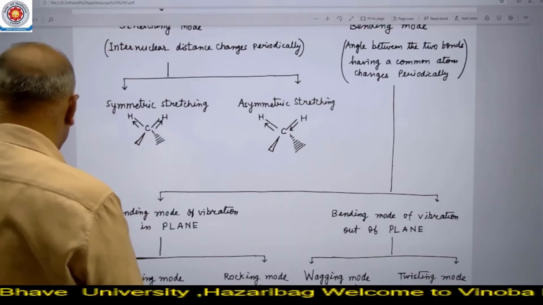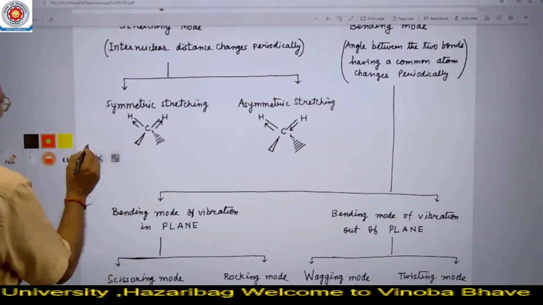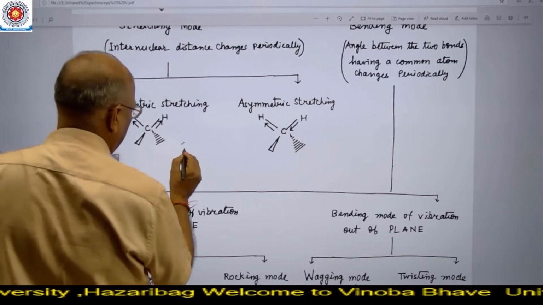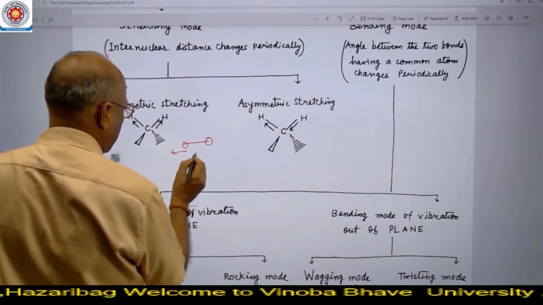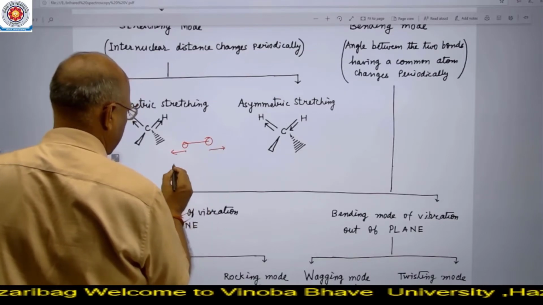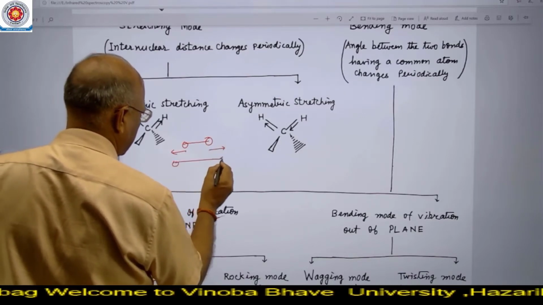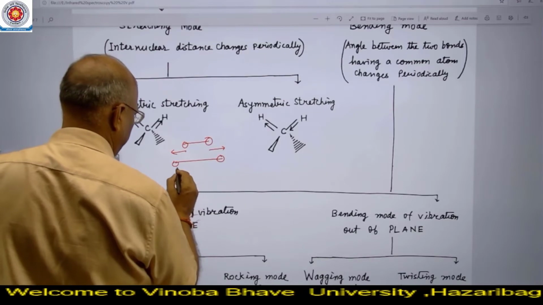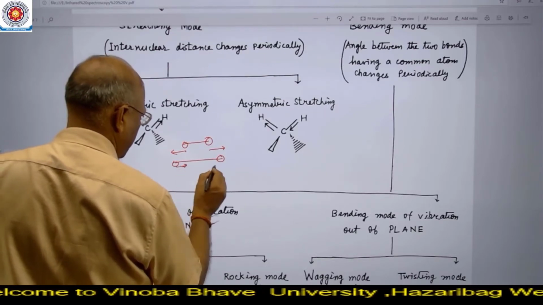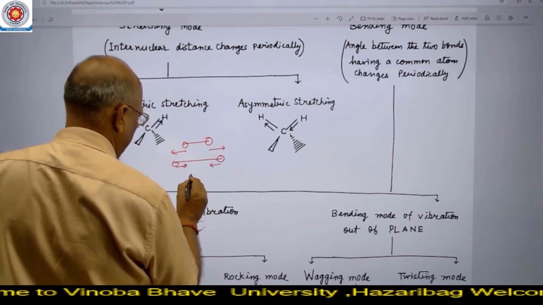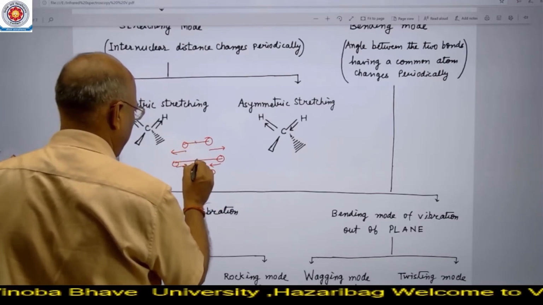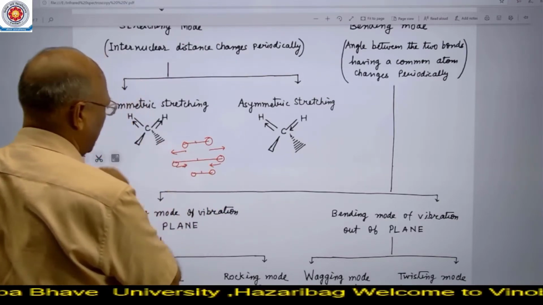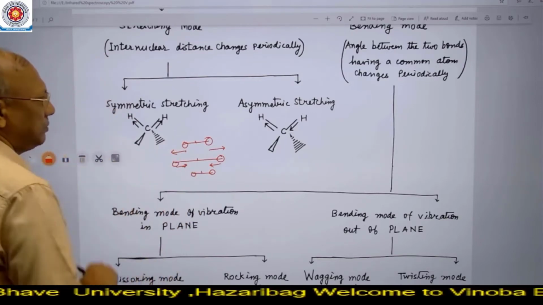Again, we can also understand with this example. Suppose here is a diatomic molecule. If we extend it an equal distance, it comes like this. Again, if this goes to its initial position, it comes like this. So this type of vibration is called stretching vibration.